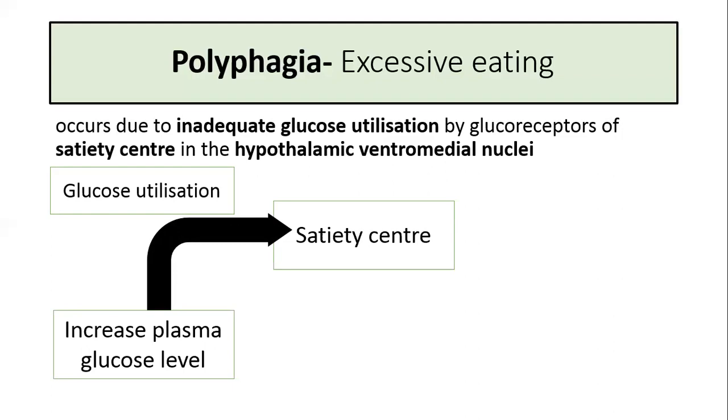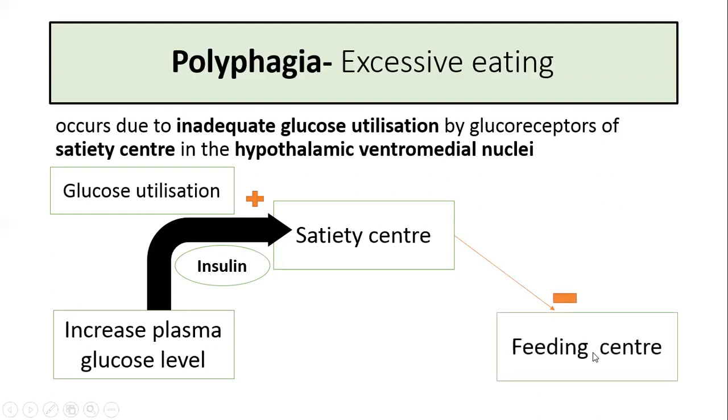Glucose utilization by the satiety center requires insulin, and so in the presence of the hormone insulin, glucose enters the cells of the satiety center and stimulates the satiety center. Stimulation of the satiety center causes inhibition of the feeding center, which is present in the hypothalamus, and this gives a sense of fullness and the individual stops eating. This is seen in a normal healthy individual after food intake.